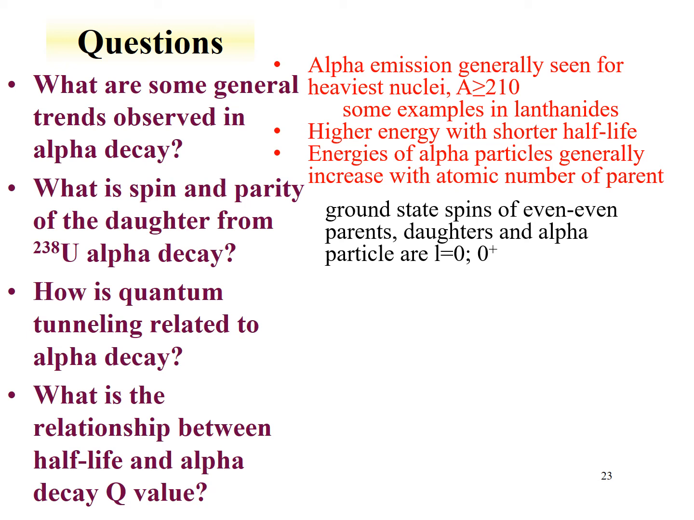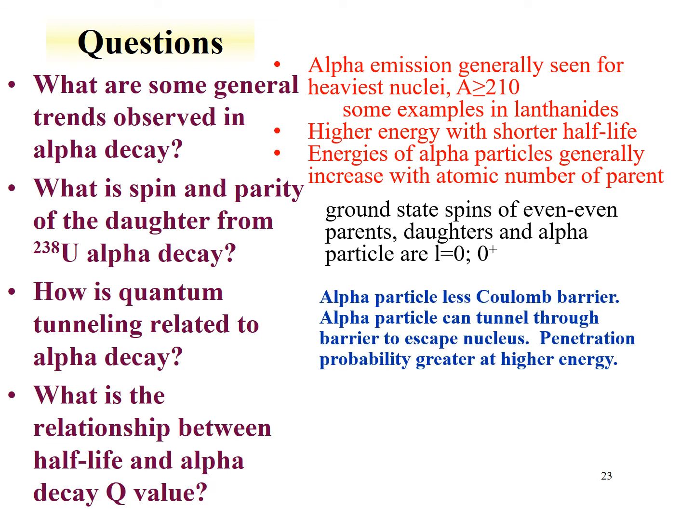In fact, it will be 0+. You go from an even nucleus to an even nucleus. Even nuclei have a spin and parity of 0+. How is quantum tunneling related to alpha decay? It's a topic that's popular in quantum mechanics.